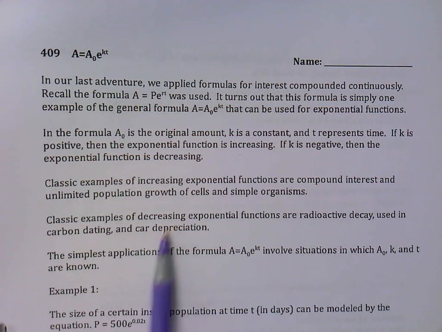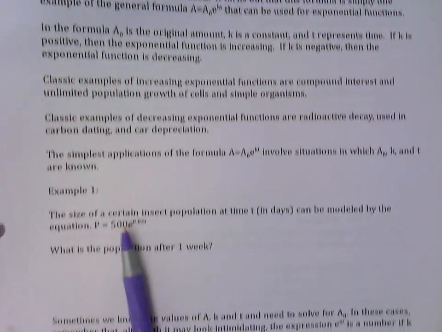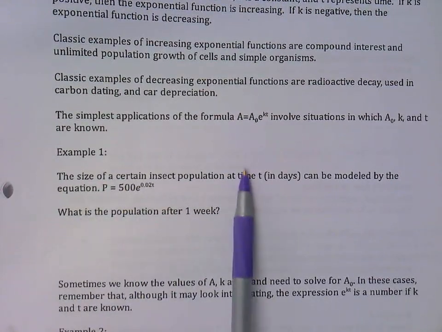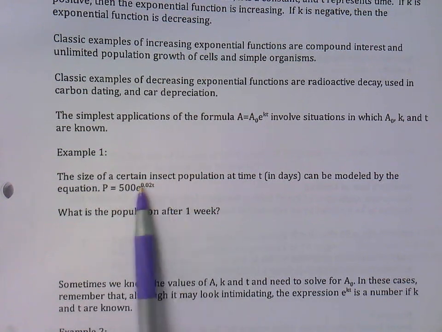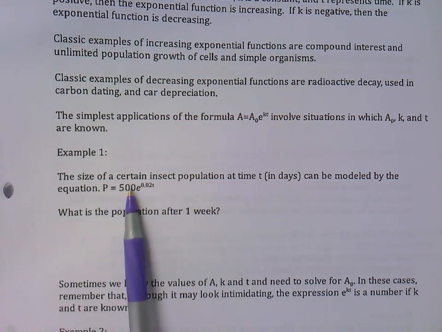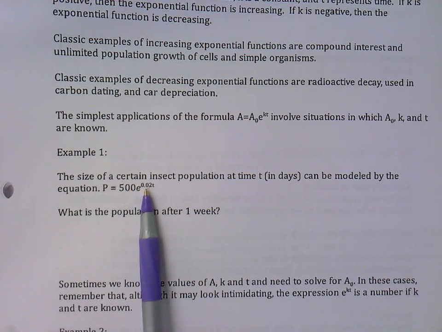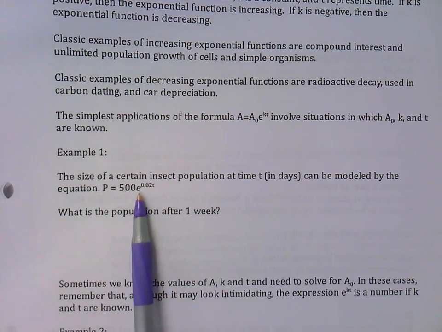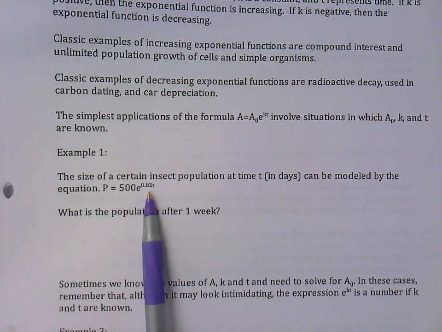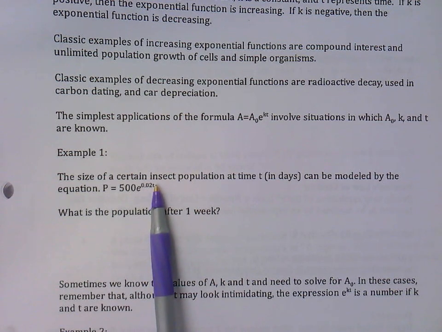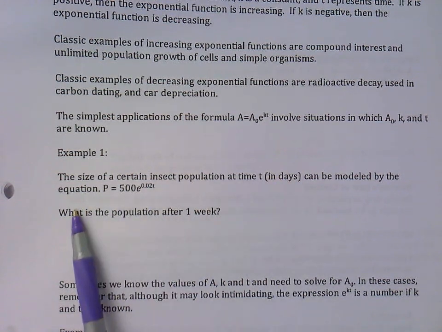So the simplest thing might be I give you a formula and you just have to plug in t for time. You already know the initial size of an insect population. e is just representing that uninhibited growth or decay. e is used because in science it does represent that uninhibited growth. And then 0.02 is their constant, and t is representing time in days. So they just want you to plug in 1 week.